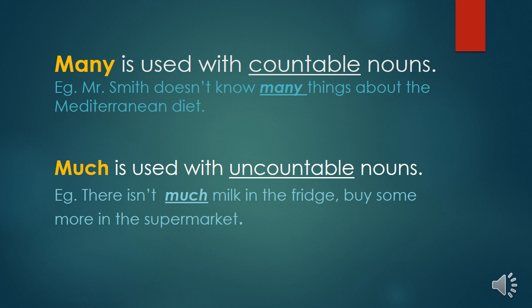Many is used with countable nouns. For example, Mr. Smith doesn't know many things about the Mediterranean diet. Much is used with uncountable nouns. For example, there isn't much milk in the fridge, buy some more in the supermarket.